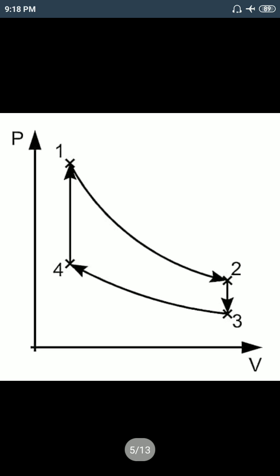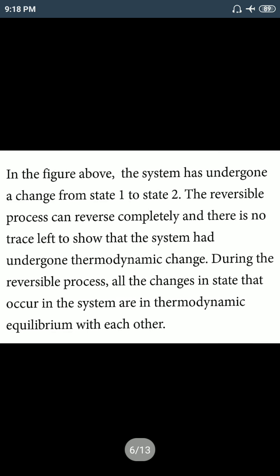That means if you start from 1 to 2, then 2 to 3, 3 to 4, then again it returns to its initial position, 4 to 1. This is a reversible process. This graph is explained here. The system undergoes a change of state from state 1 to state 2. The reversible process can reverse completely and there is no trace left to show that the system had undergone a thermodynamic change. During the reversible process, all changes in state that occur in the system are in thermodynamic equilibrium with each other.